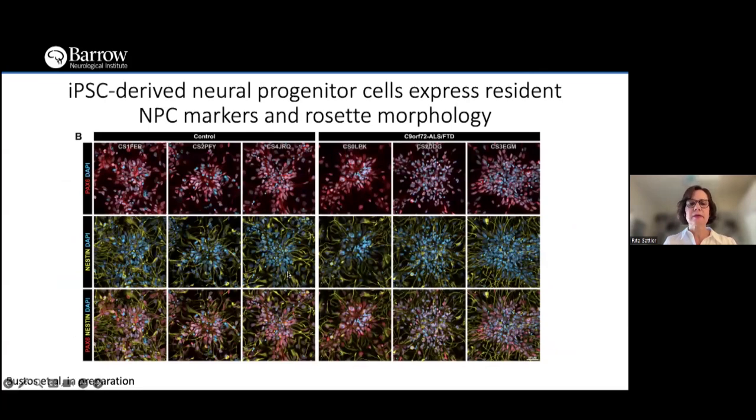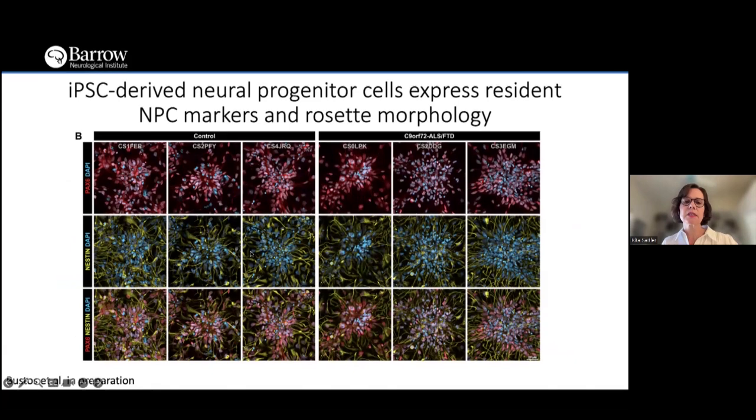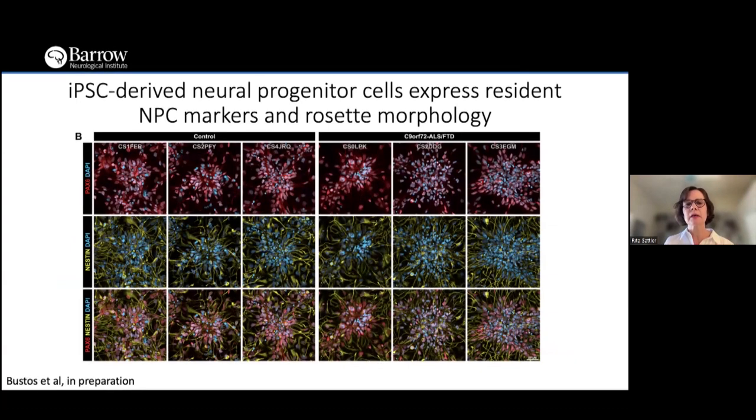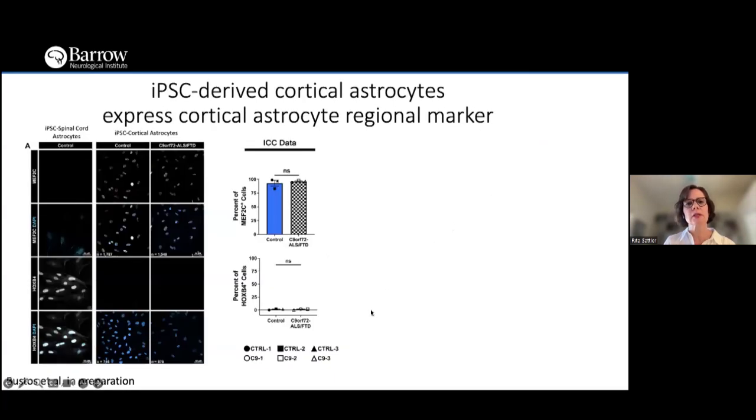Lynette took beautiful images of these neural precursor cells or progenitor cells. They have all of the markers that NPCs should have. Again, these are NPCs that can become both astrocytes and neurons. Here's some staining for nestin, for PAX6. She really confirmed that these NPC markers are all present and that these cells form the very typical rosette morphology before she then differentiated these cells into cortical astrocytes.